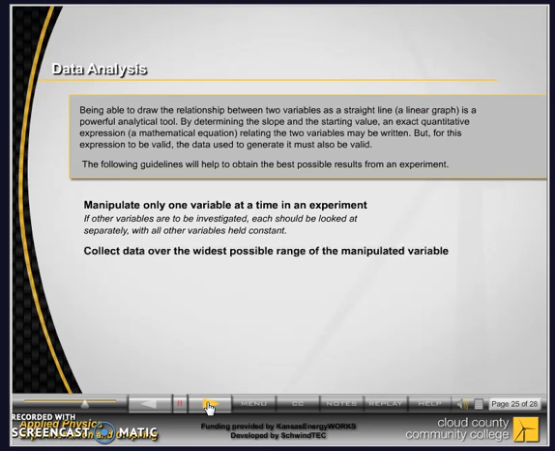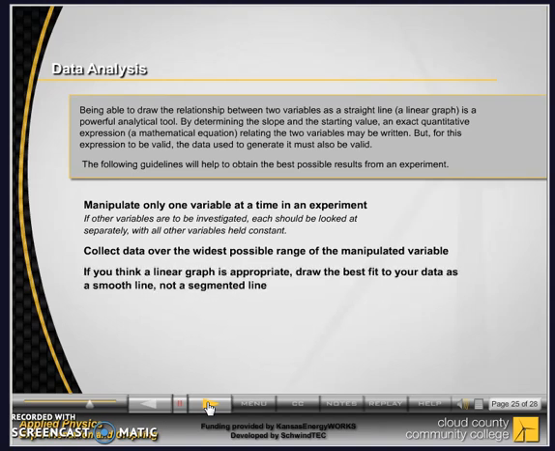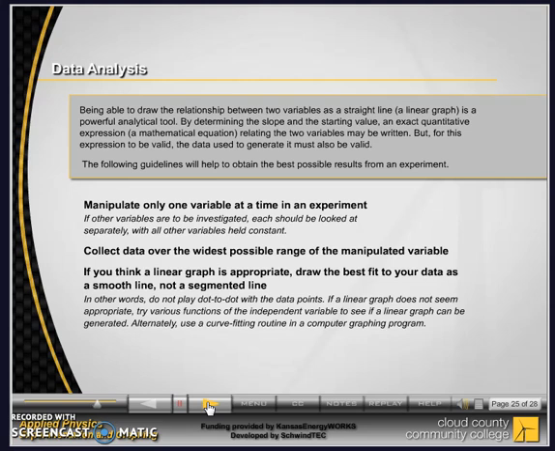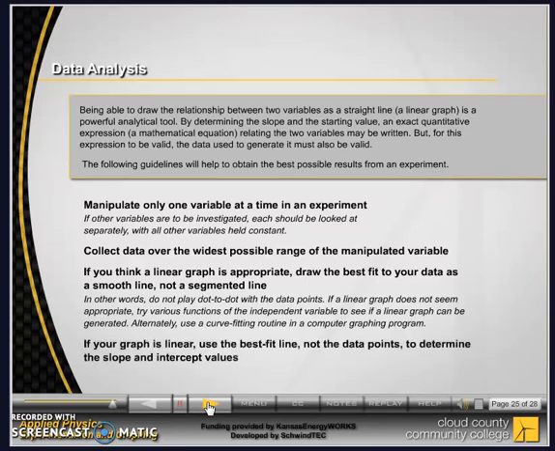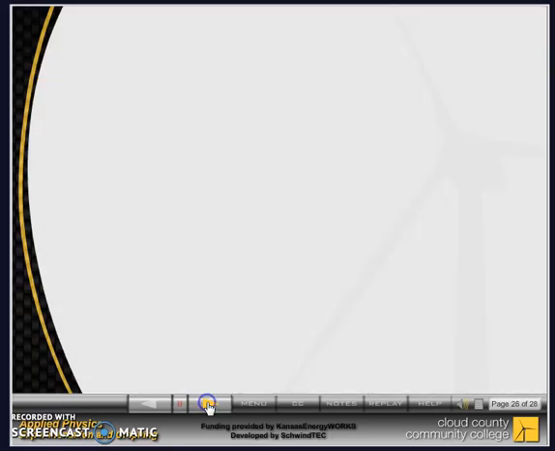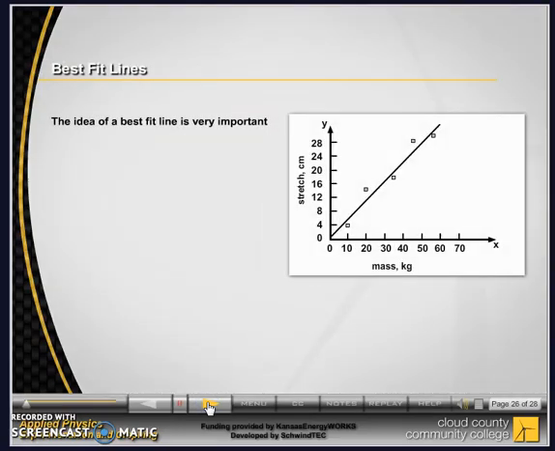Collect data over the widest possible range of the manipulated variable. If you think a linear graph is appropriate, draw the best fit to your data as a smooth line, not a segmented line. In other words, do not play dot to dot with the data points. If a linear graph does not seem appropriate, try various functions of the independent variable to see if a linear graph can be generated. Alternately, use a curve fitting routine in a computer graphing program. If your graph is linear, use the best fit line, not the data points, to determine the slope and intercept values. The idea of a best fit line is very important.